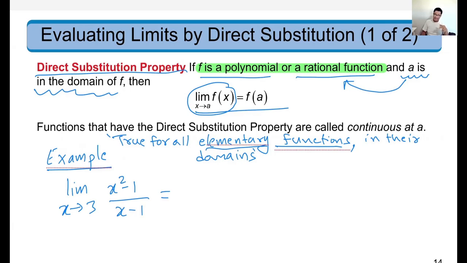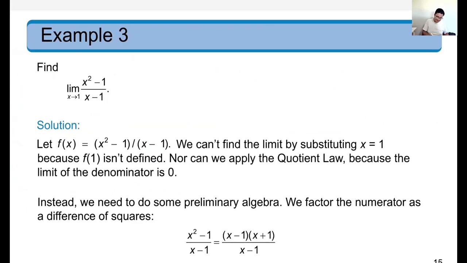The fact that this is a rational function and there is a denominator, I don't have to worry in this case, because as x approaches 3, the denominator will be 3 minus 1, which is not 0. So the limit in this case is simply substituting 3 for x. So the value of the function at 3 will be 8 divided by 2, which is 4.